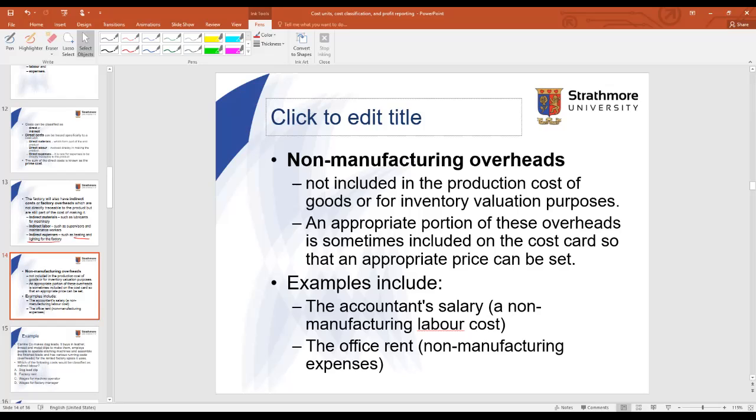Examples include the accountant's salary, who is a non-production staff member, the salary of the CEO, and the finance director. All those are not going to be included as part and parcel of the product cost. The rent for the office is a non-manufacturing overhead, but the rent for the factory is a factory overhead and is included when analyzing the product cost. The rent for the office is a non-production cost, so we don't include it when doing the total cost of the products.